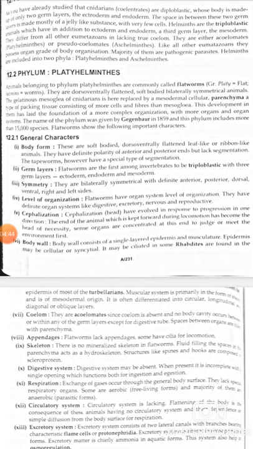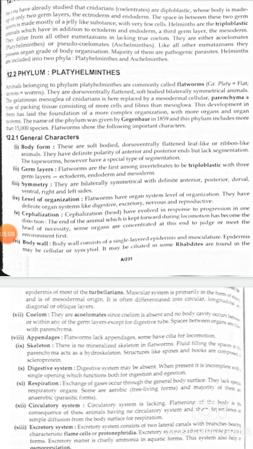Circulatory system is also lacking. The flattening of the body is the consequence of these animals having no circulatory system. Here it is clear that due to flattening of the body, the circulatory system is absent, and because of their dependence on simple diffusion from the body surface for respiration. So these are the two reasons why the circulatory system is absent in the flatworms.